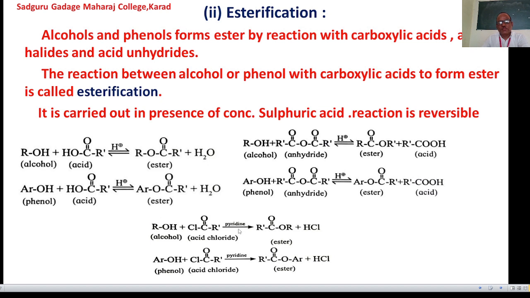So why is pyridine used in this reaction? The excess HCl formed in this reaction can be neutralized by the base pyridine. So here pyridine is used for neutralization of HCl. In the second reaction, phenol again reacts with acid chloride RCOCl in the presence of pyridine. It gives an ester, RC double bond OAr, plus HCl. So these are the different reactions in which alcohols or phenols are converted into esters. This is the esterification reaction.